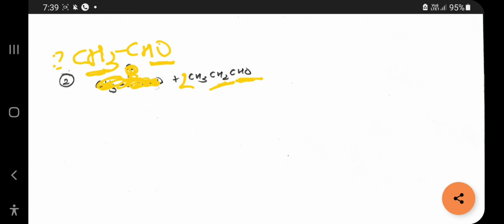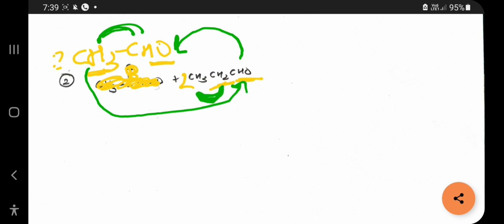Here, these 2 molecules will react with each other to form one product. These 2 molecules will react with each other to form one product. Another thing is, this one molecule will react with this one to form one product. This molecule will react with this one to form one product. Okay, I will make and show you one self aldol condensation product and one cross aldol condensation product.